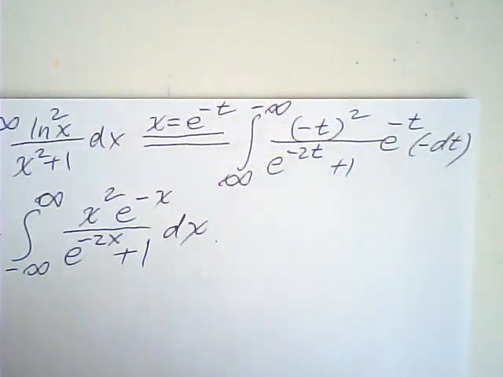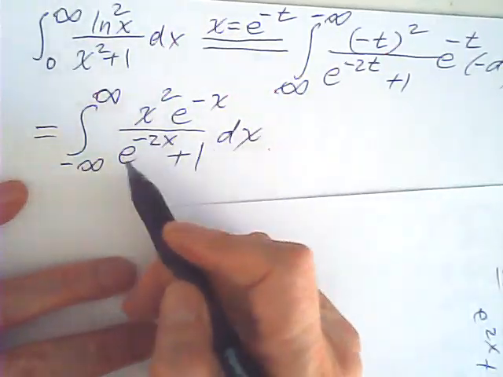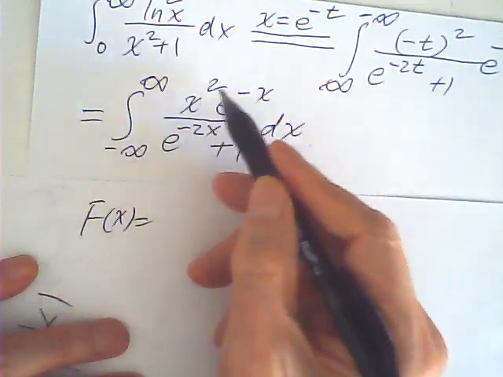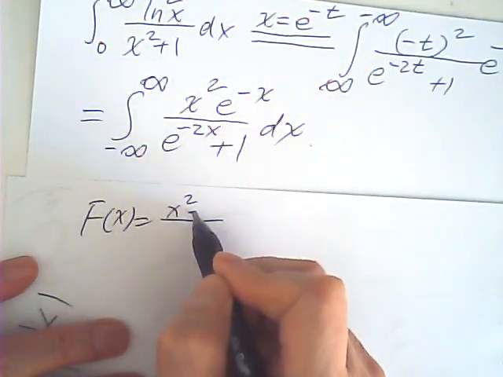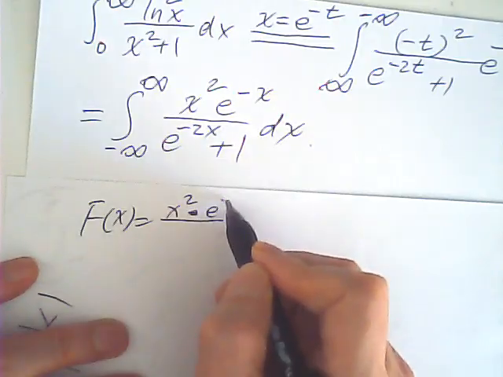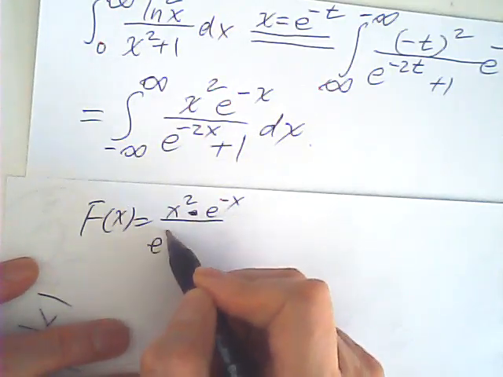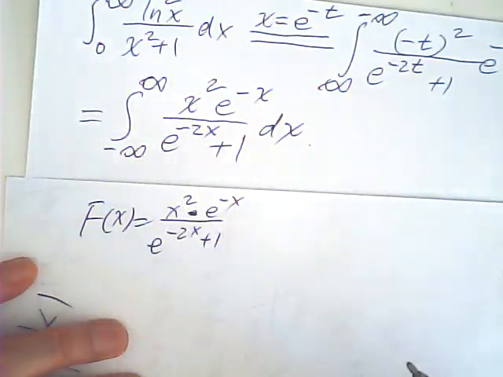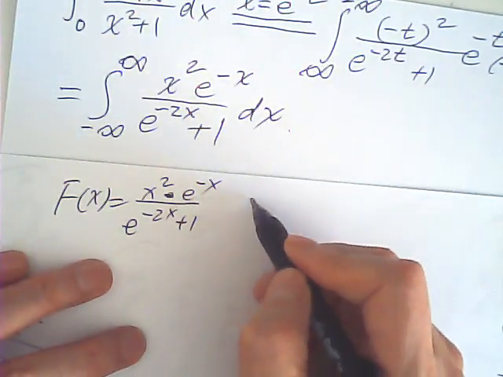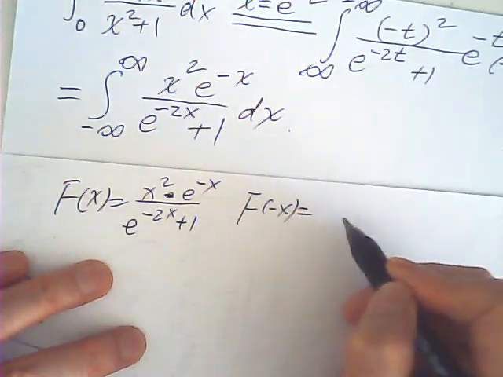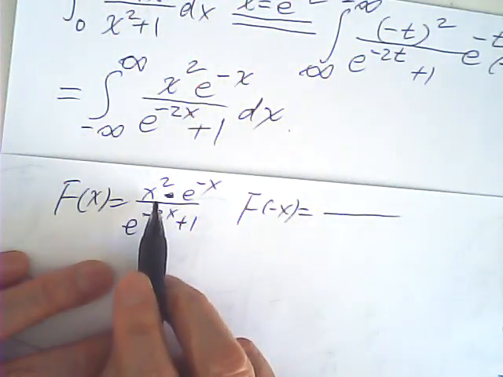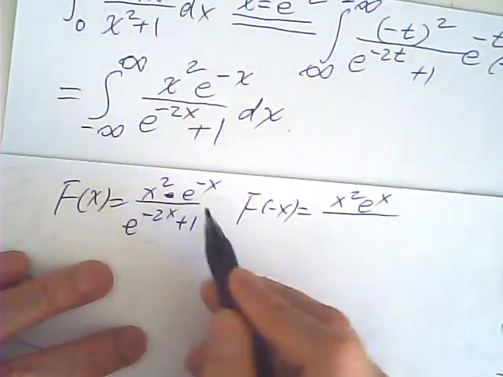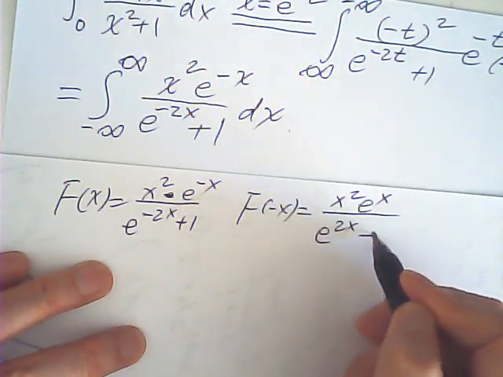Well, if this is my function, this integrand function is x squared e to the negative x over e to the negative 2x plus 1. If this is my f of x, my f of negative x will be equal to, no difference for the square, okay? This will be e to the positive x over e to the 2x plus 1.